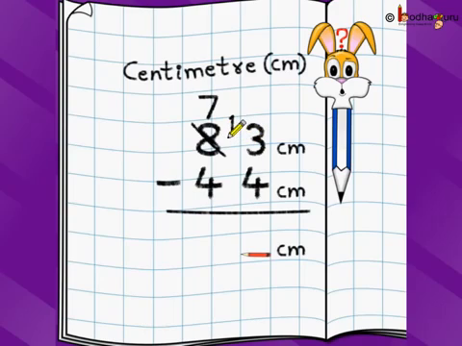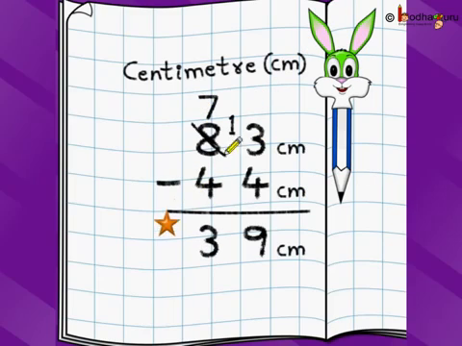Now we can easily do 13 minus 4 because this 13 is greater than 4. Previously it was just 3, that's why we borrowed a 1. So it became 13. 13 minus 4 is 9. Now we come here, 7 minus 4 is 3. So 83 centimeter minus 44 centimeter is equal to 39 centimeter. Remember, the units have to be consistent and same.